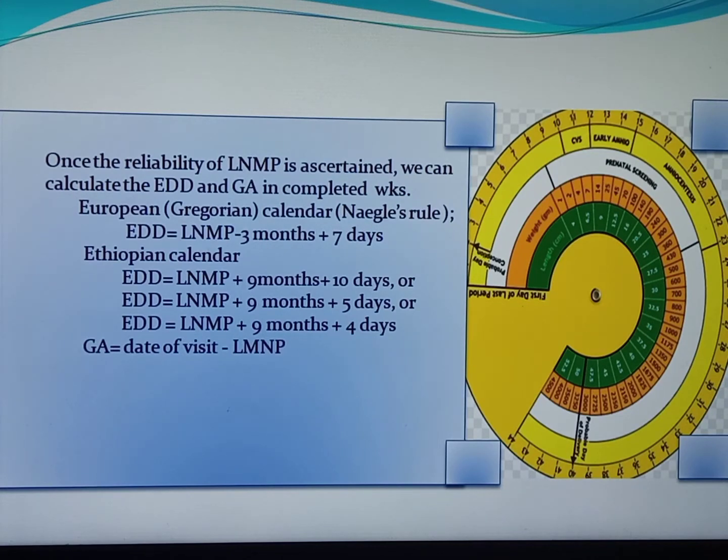And if the EDD jumps to the next year and the Pagume is said to be 6 days, we can use LNMP plus 9 months plus 4 days. So gestational age can be calculated as the date of visit minus LNMP, which gives the gestational age in days, which can be converted to completed weeks.